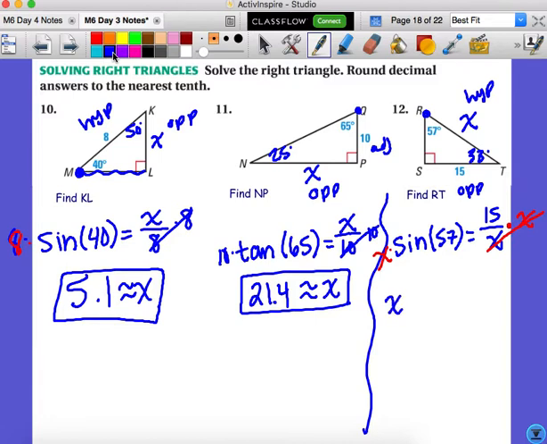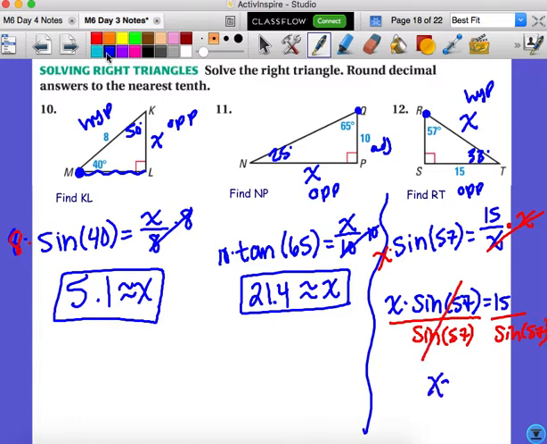So I now have x times the sine of 57 equals 15. Since x is being multiplied by something, I'm going to divide by that something. And what I do to one side, I have to do to the other. So in my calculator, I'm going to type 15 divided by the sine of 57. And I'm going to get about 17.9 for my x value.